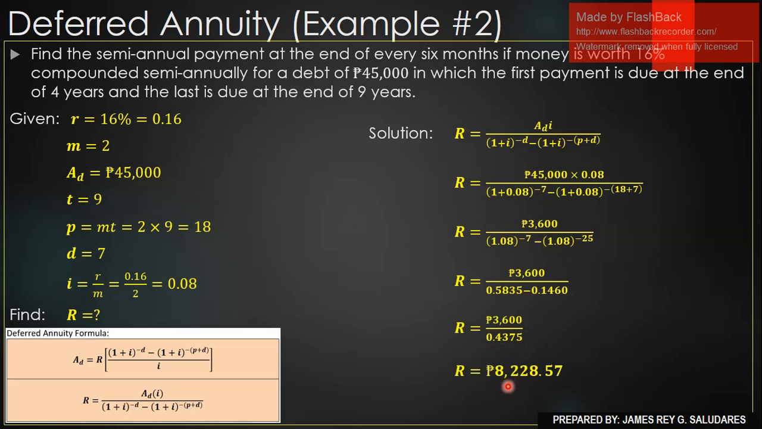Simplify further. Therefore, your periodic payment or the semi-annual payment is 8,228.57 pesos.